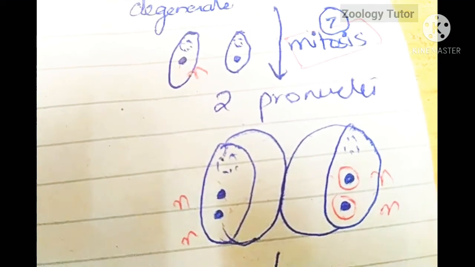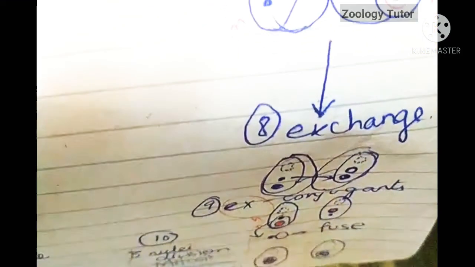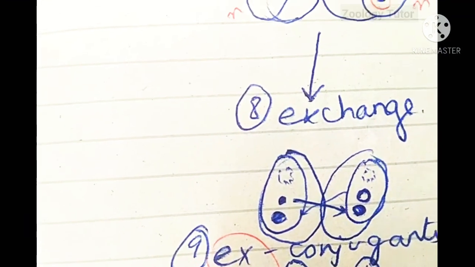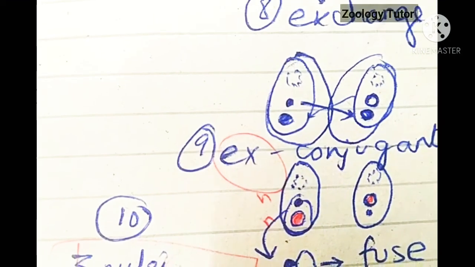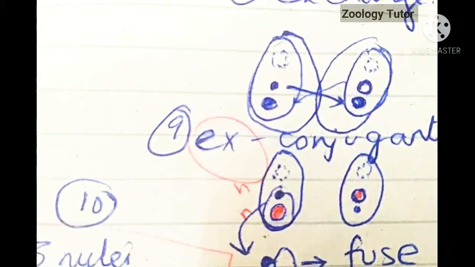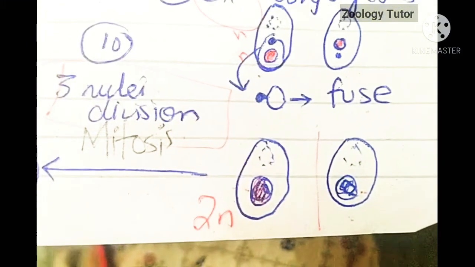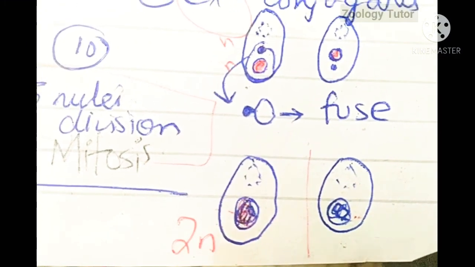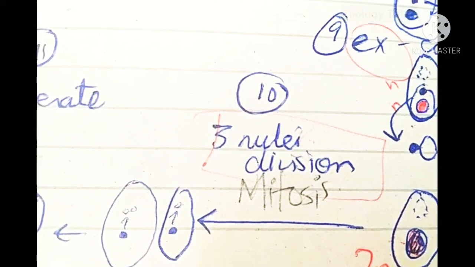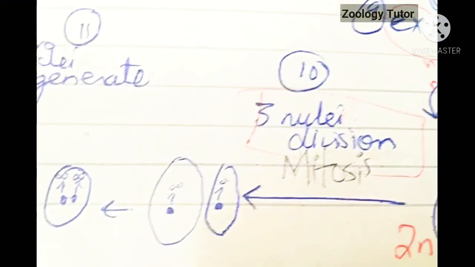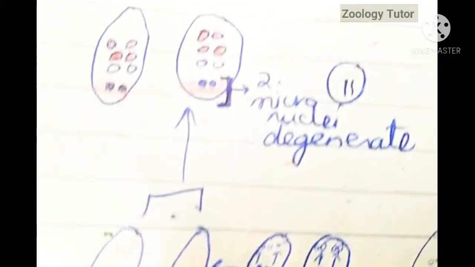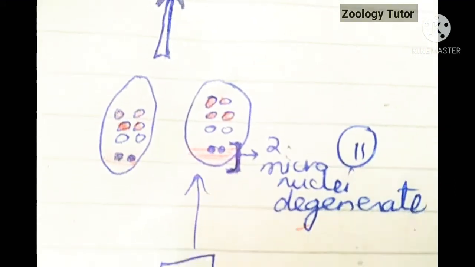Now they are together and they will exchange the pronuclei, and then after exchanging they will separate and they will become ex-conjugants. The 2 smaller micronuclei, one from each paramecium, will then fuse to form 1 micronucleus, that is diploid 2n. Now 3 nuclear divisions will occur. 1 nucleus will divide into 2, then 1 will divide into 2 and again divide into 2. So as a result, we will have 8 total micronuclei in each.